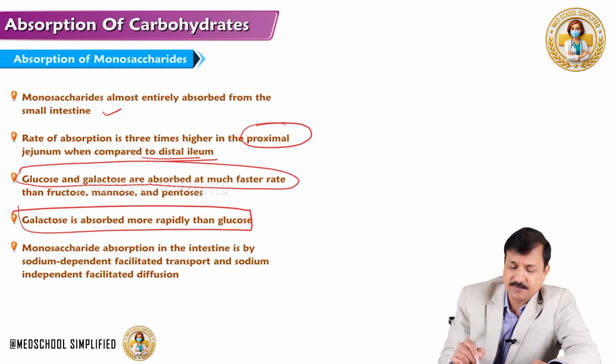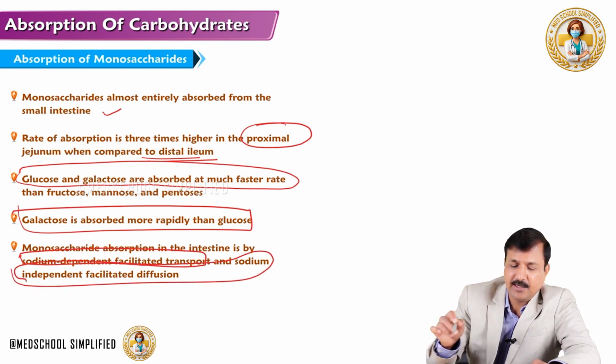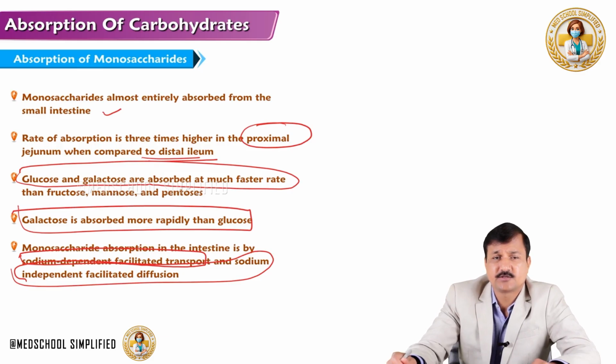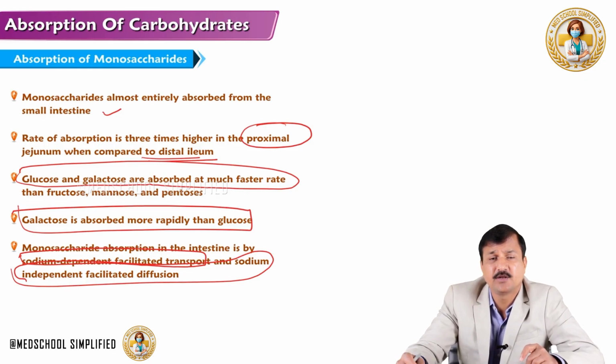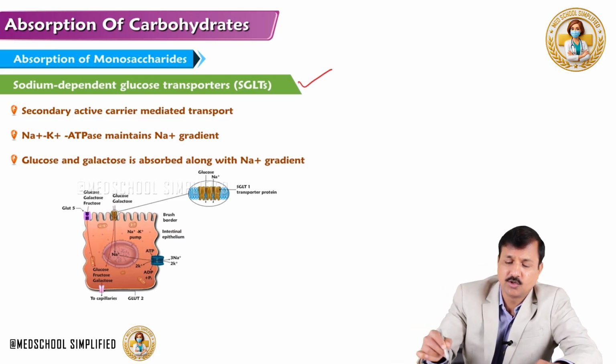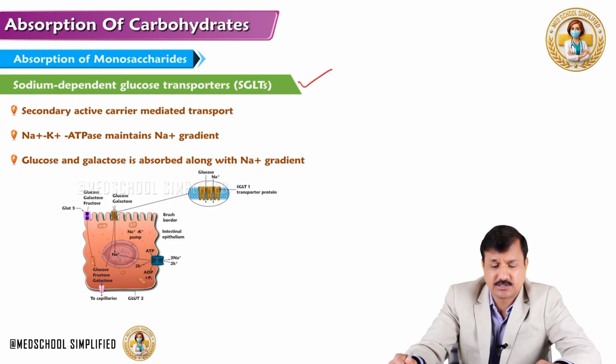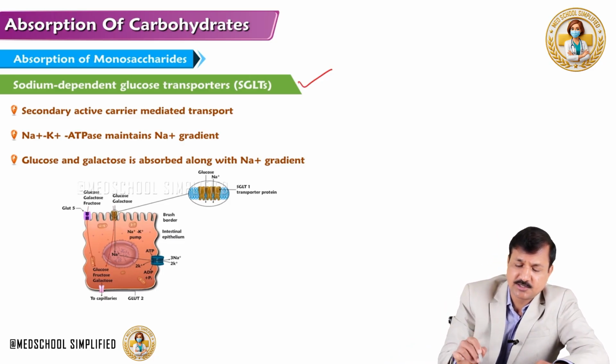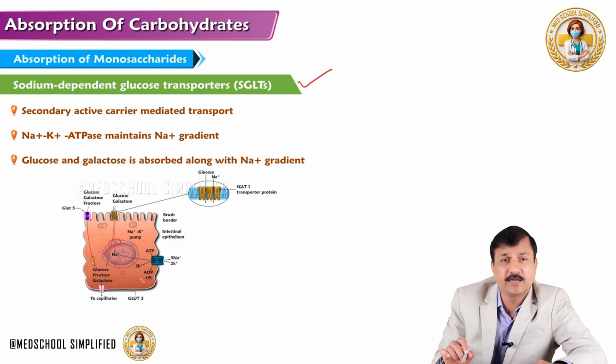Now, monosaccharide absorption in the intestine is by either a sodium dependent facilitated mechanism or a sodium independent facilitated diffusion mechanism. So, 2 mechanisms are available for absorption of monosaccharides from the lumen of the intestine. Let's first look into sodium dependent glucose transporters. As the name says, they are dependent on the sodium gradient, so it is going to maintain the sodium gradient.